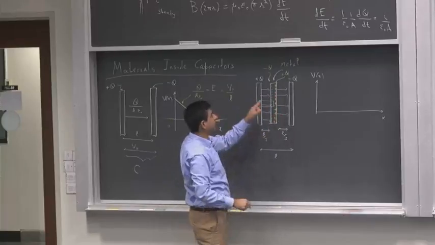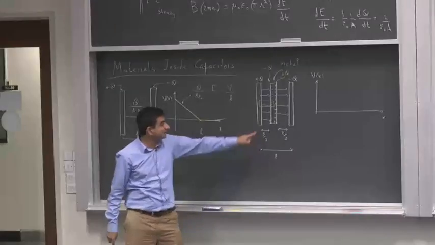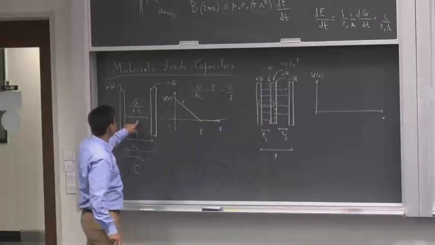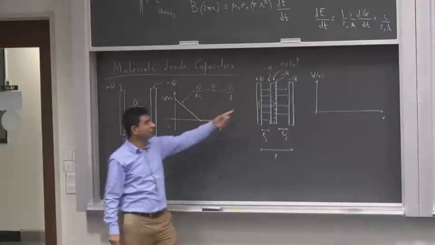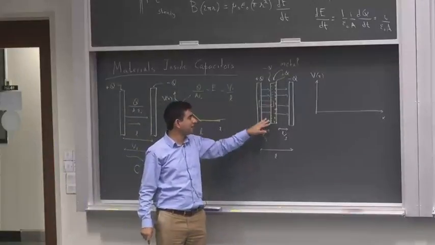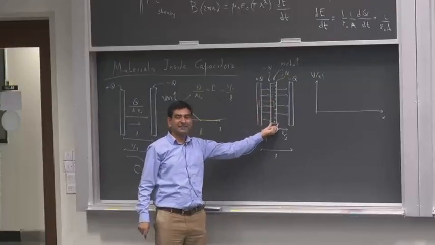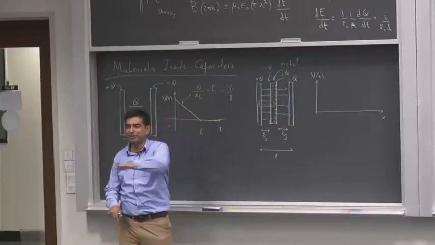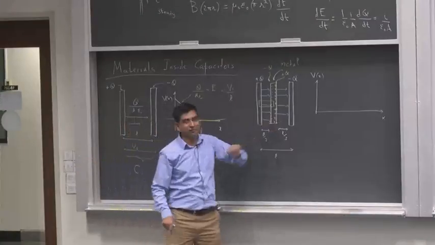There's going to be no electric field inside the plates, but it's going to be inside this void. This electric field is going to be the same as this electric field here, Q over A epsilon naught, because Q hasn't changed. So the slope of the potential is not going to change inside this region. Inside the metal, the slope is going to be 0. The potential is going to remain fixed because it's an isopotential. But the slope is not going to change.